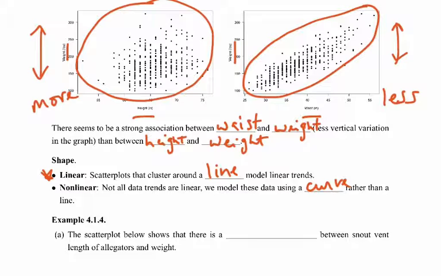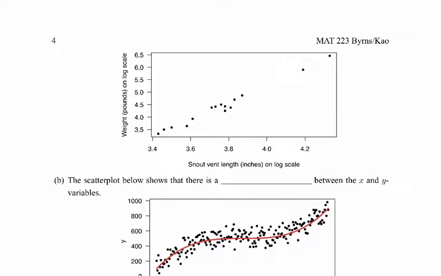It says the scatter plot below shows that there is a blank between snout vent length of alligators and their weight. Sorry, this is on the next page. Let's take a look at it and we'll come back. So here's what we're looking at. The snout vent length is the independent variable, and the weight is the dependent variable. We're looking at alligators, it looks like. So how would you describe the shape of this?